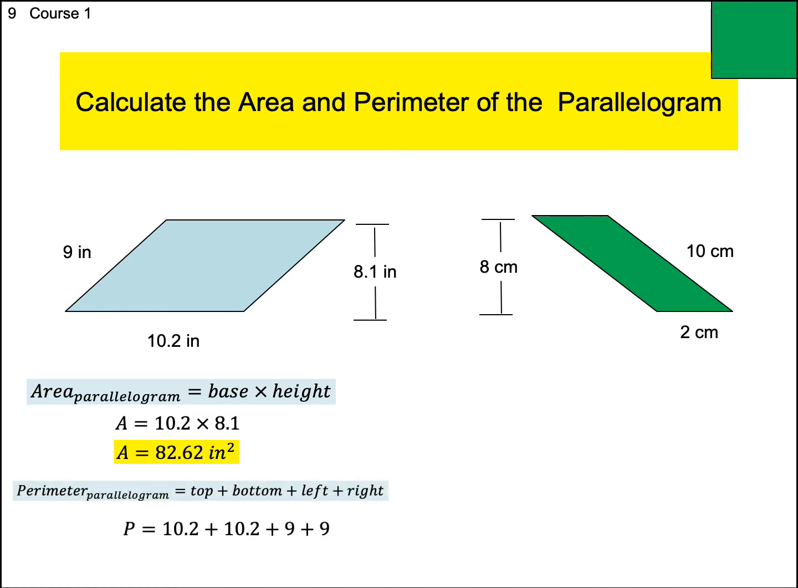So when we add up all of those numbers together, that would be 18, that would be 20.4, and 18 plus 20.4 is 38.4 inches. Notice not square inches because we're doing perimeter. Hopefully you got that one right.